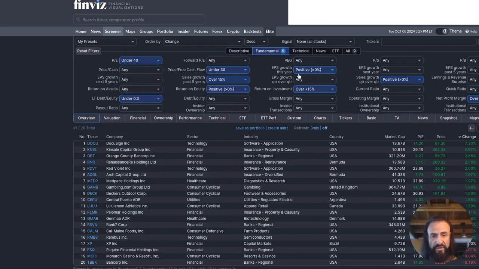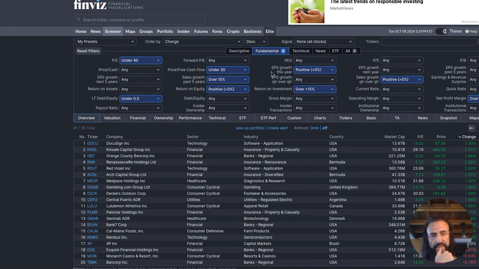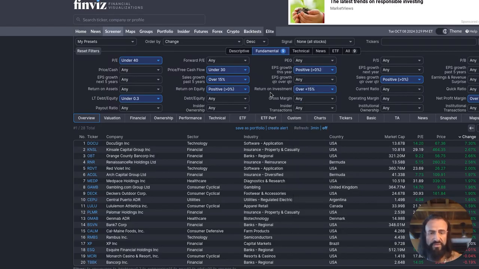The other thing that I want to see is the EPS, which is the earnings per share, growing. This year I set it positive. You might want to select something here for the EPS growth quarter over quarter. I don't usually do that because some of those companies are cyclical. They run in cycles, and it could be that they don't have that EPS growth quarter over quarter. So I'm not going to put anything here.